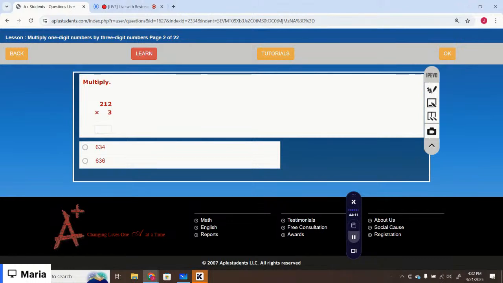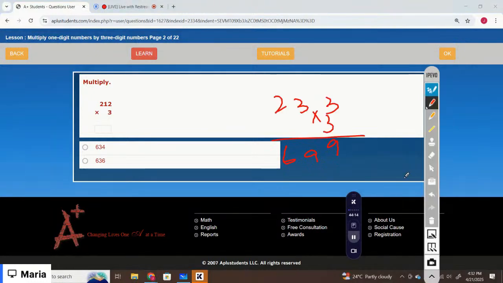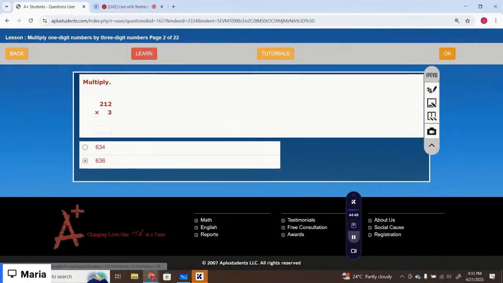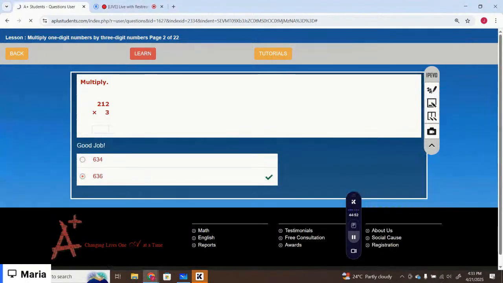Multiply 212 times 3. So that is 3 times 2 is 6, 3 times 1 is 3, 3 times 2 is 6. So that is 636. Option number 2 is the correct option. That is 636.